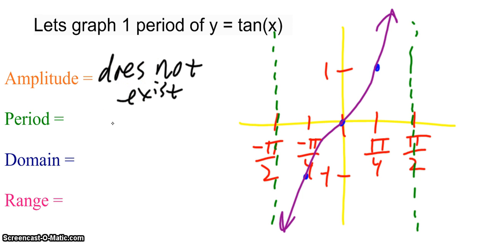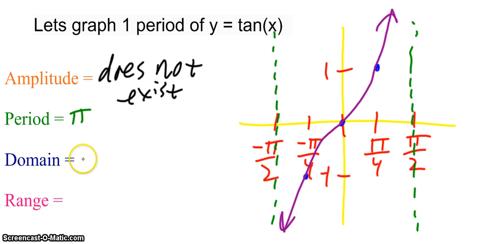Anytime you're dealing with a tangent function, that is your answer. There is an a value. The a value will affect the graph. We'll talk about that on the next slide. What is the period? The period is pi. The distance of one complete cycle, the distance from negative pi halves to pi halves, is a distance of pi.